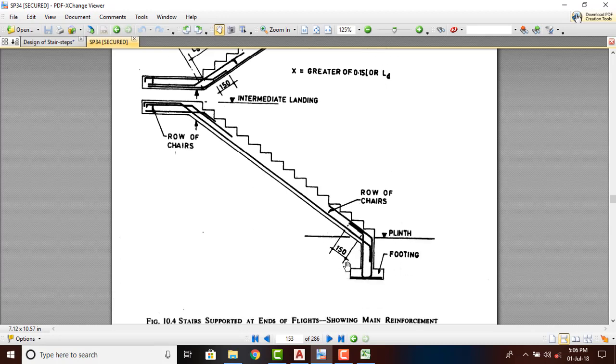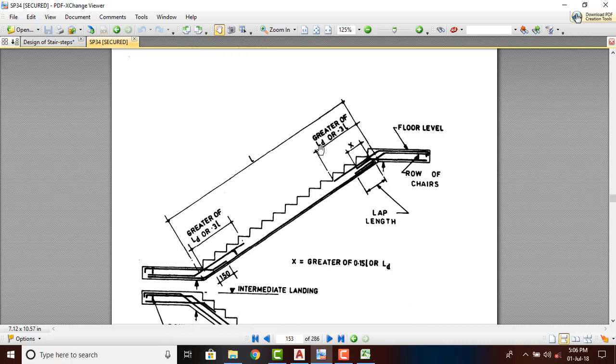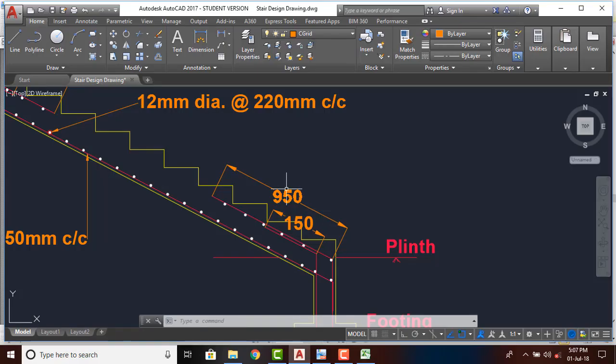Here it is 150 mm is given, and this second bar length we have obtained as 950. We have obtained it from here, that is greater of LD, that is development length, that is in our case is 48D we can take, or 0.3 L has to be given. So that value comes around to 950 mm.